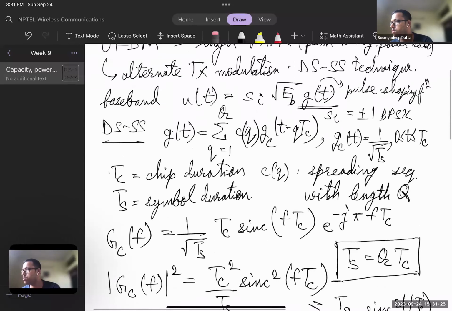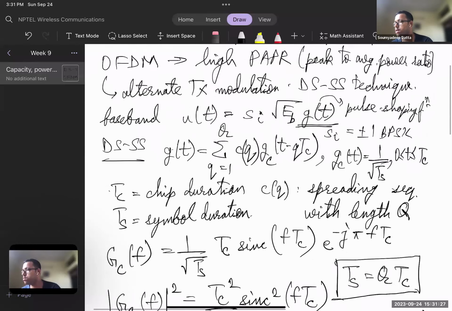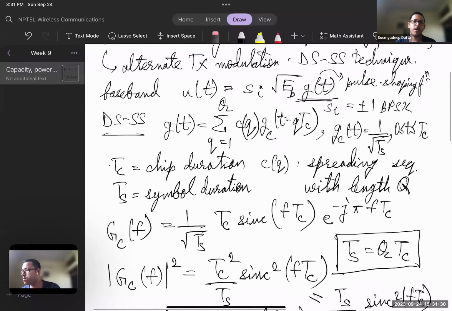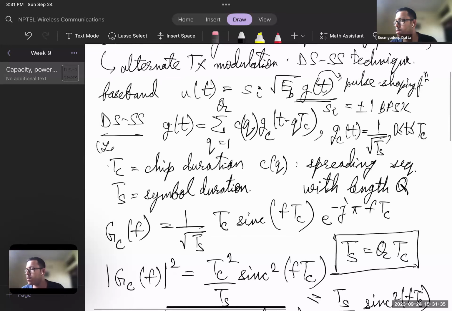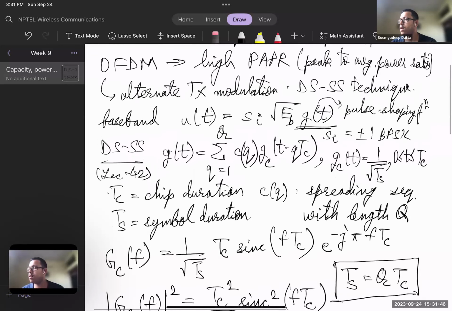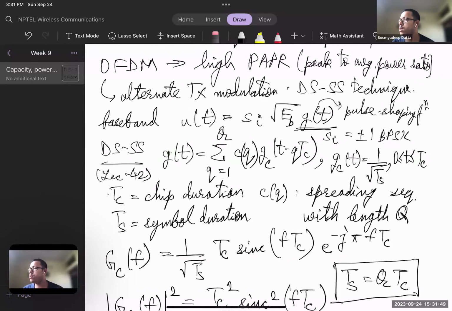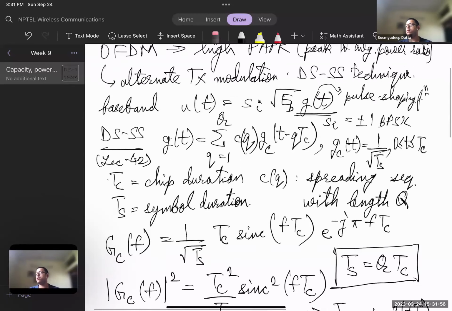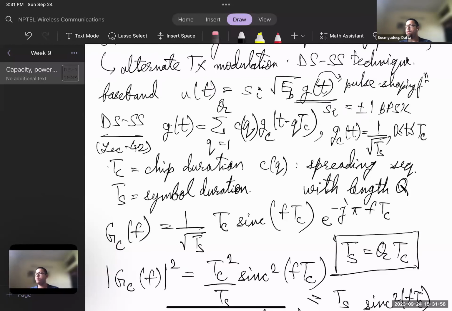So for details of this DFT-s-OFDM spreading mechanism, you can review lecture 30 and lecture 42. So this is in lecture 42, but I just provided a quick overview for the problem's purpose. In this technique, instead of sending the symbols, you are shaping them with a pulse shaping signal or pulse shaping filter. So what does this do?